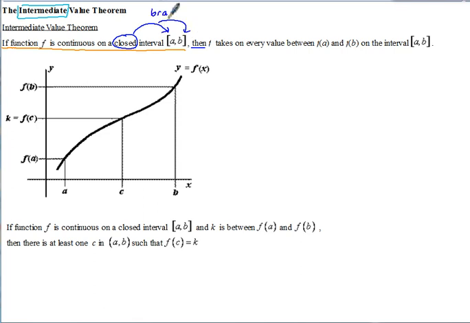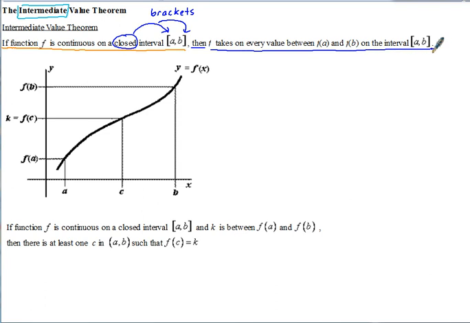And you can see that they're included because of the brackets, as opposed to an open interval, which would be with parentheses, where the endpoints are not included. Sometimes you have an interval where one end is open and one end is closed. But in this case, it has to be a closed interval for the intermediate value theorem to apply. Then what it guarantees is that f takes on every value between f of a and f of b on the interval from a to b.